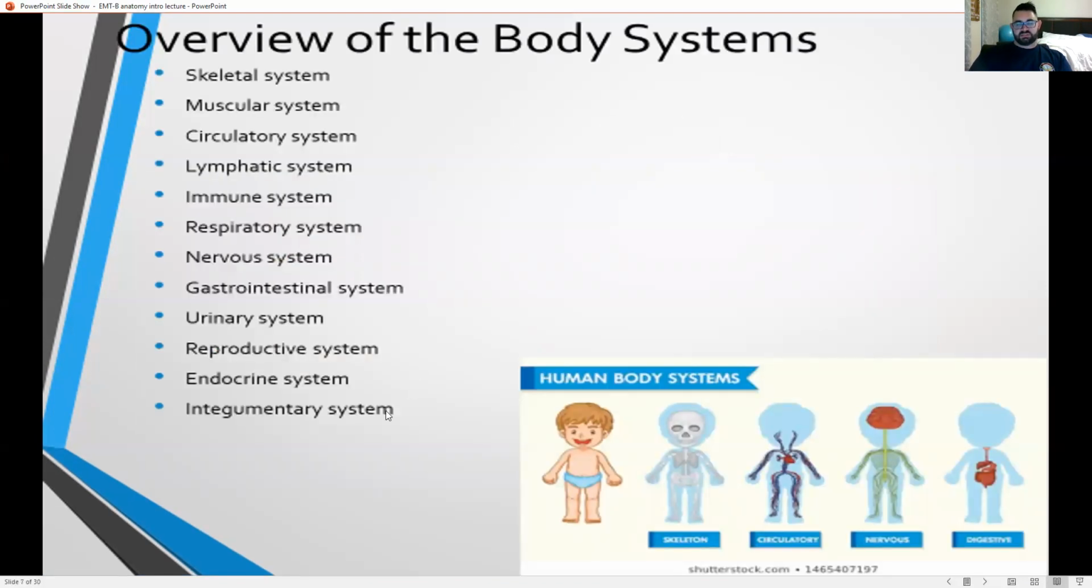So the overview of the body systems that are included are going to be skeletal, muscular, circulatory, lymphatic, immune system, respiratory system, nervous system, gastrointestinal system, urinary system, reproductive system, endocrine system, and integumentary system.